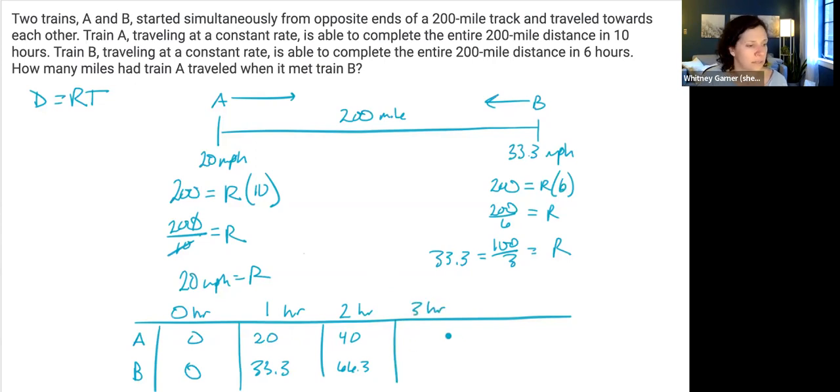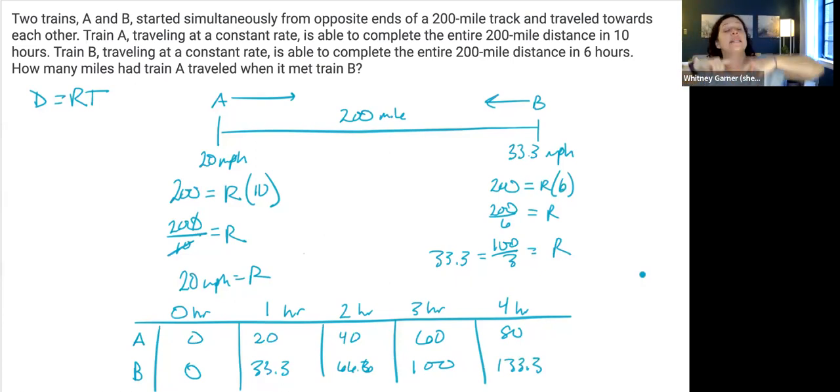We've got 60 miles for train A. We've done another 33.3, so we're up to 100 miles. We've covered 160 miles of our 200 mile distance, but we're not there yet. At 4 hours, we've got another 20 miles, and then this one's got another 33. At this point, having gone 133 in its direction and 80 in its direction, they have passed each other.